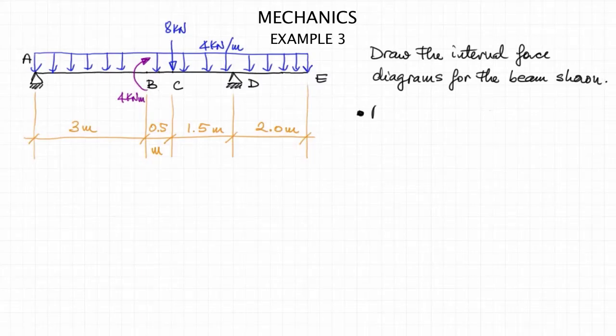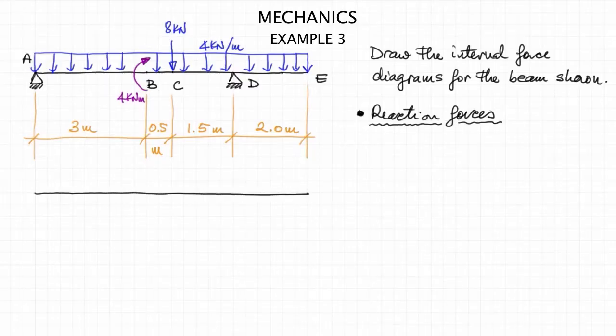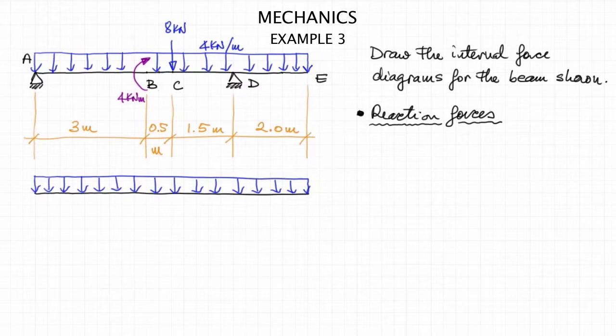Well, of course, we have to start by calculating the reaction forces. And for this purpose, we will draw the free body diagram of the entire beam. So this is the beam with a uniformly distributed load being applied all along the beam, and the concentrated force at C, as well as the concentrated moment at B. So these are the external forces acting on the beam.